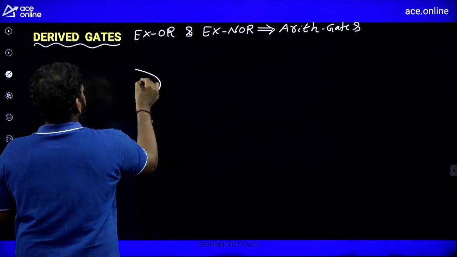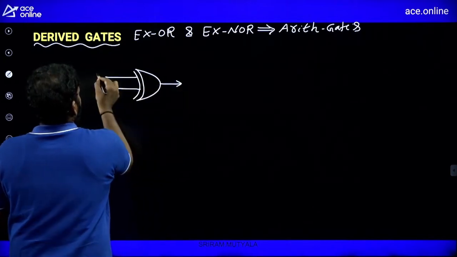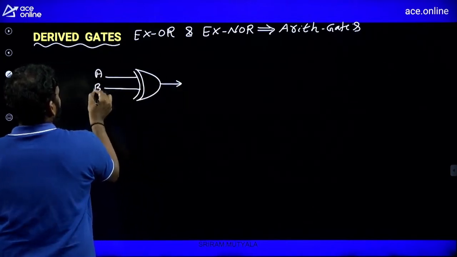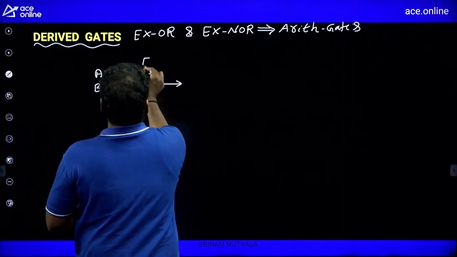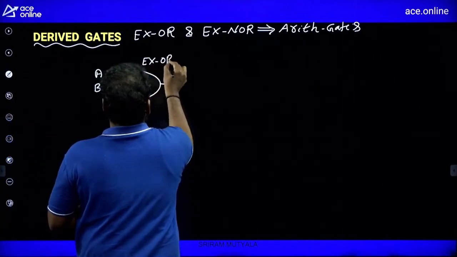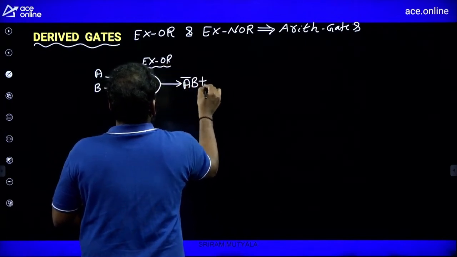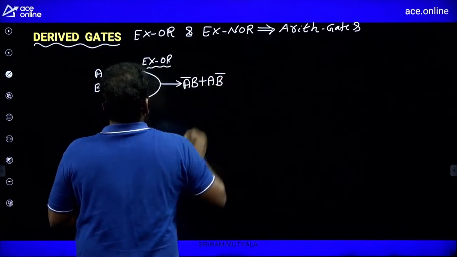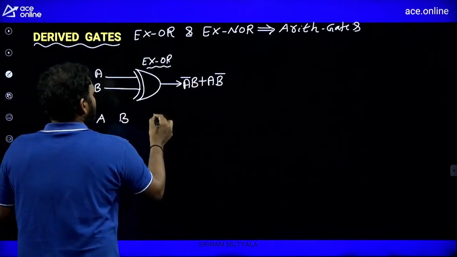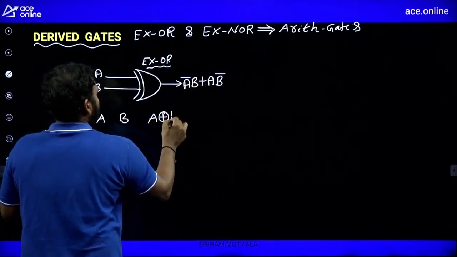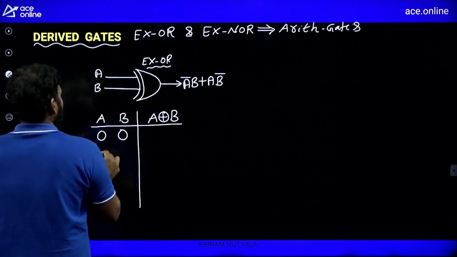This is a symbolic representation of the XOR gate. Let us say A, B are the excitations. What is the Boolean expression for XOR? A bar B plus AB bar. Coming to the truth table, AB, we can write it as A XOR B notation. You must take all possible combinations at the input.